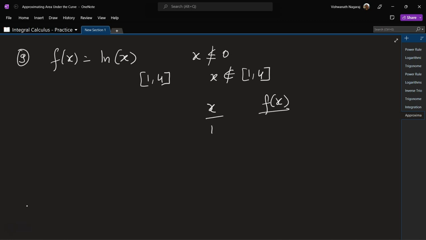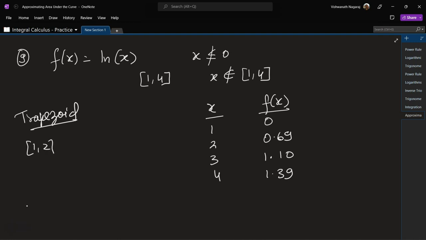So now x and f of x. So we have 1, 2, 3, 4 equidistant. So if it is 1, natural log of 1 is 0, natural log of 2 is 0.69, natural log of 3 is 1.10, and natural log of 4 is 1.39. So here, to figure out these natural logs, we can use the calculator. Okay. Now again we are going to use trapezoid method.